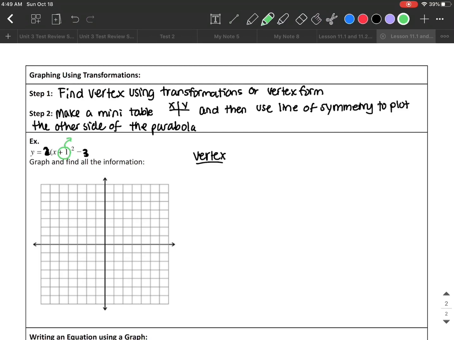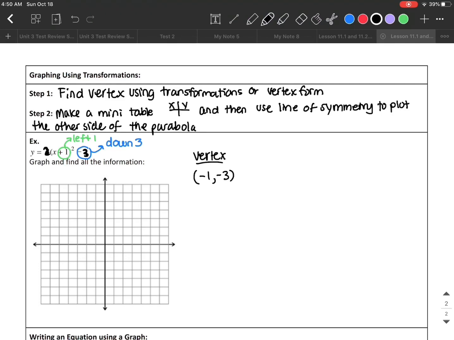That's going to tell me how I'm moving left and right, and this tells me I move left 1. And then this minus 3 on the outside tells me I move down 3, because I'm concerned with how I'm moving left and right and up and down. So left 1, down 3, that tells me my new vertex is going to be at negative 1, since I'm moving left 1. Down 3 tells me I'm moving 1, 2, 3 down, which is negative 3.